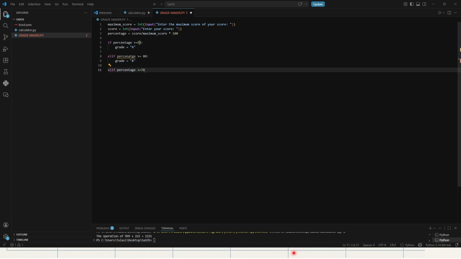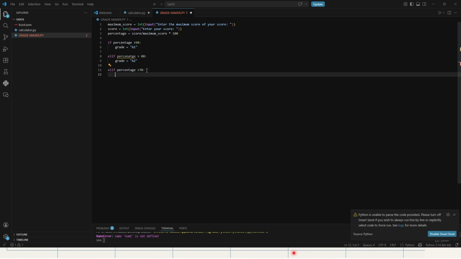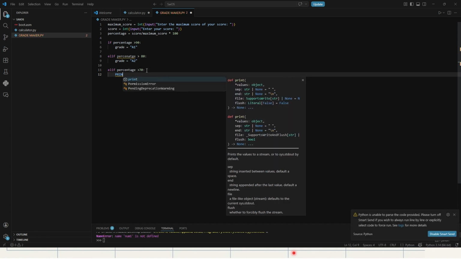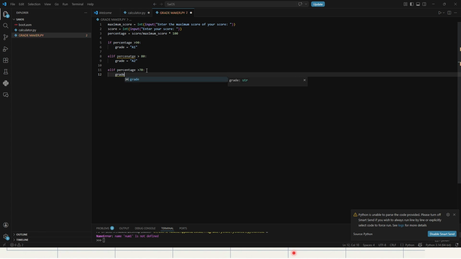Okay, so 91 to 100, so greater than 90 only. So we need to print grade A1. If it is 81 to 90, so you need to not include 80, you need to print A2. And if it is greater than 70, this grade will be B1.